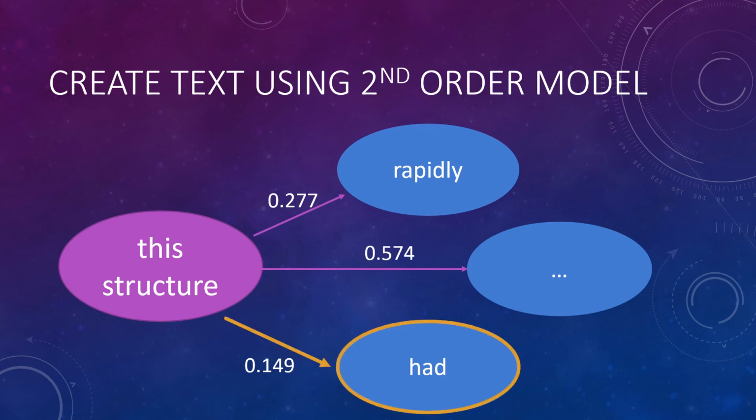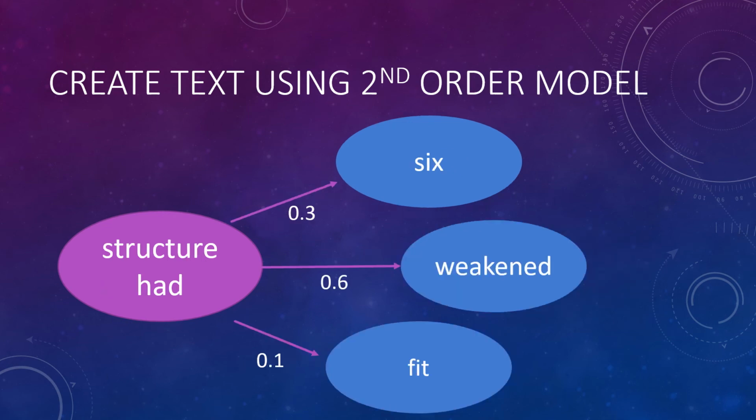Let's say the computer chose the word had. Now our new 2-word seed is structure had. We then fetch the probabilities for different possible new words after this phrase. In this case, our new choices are the words 6, weekend, or fit. We repeat this process of choosing words according to their probabilities from the Markov model until we've produced the amount of words we desire.